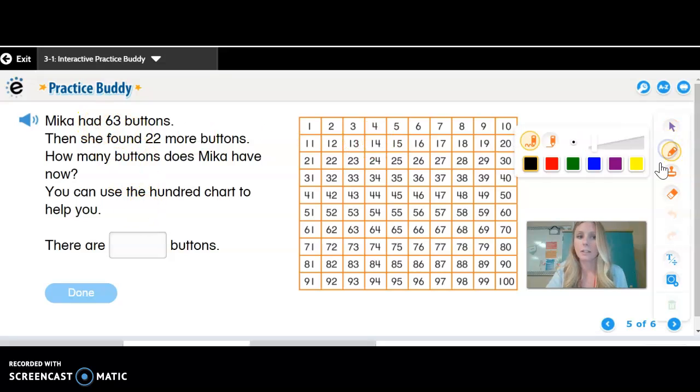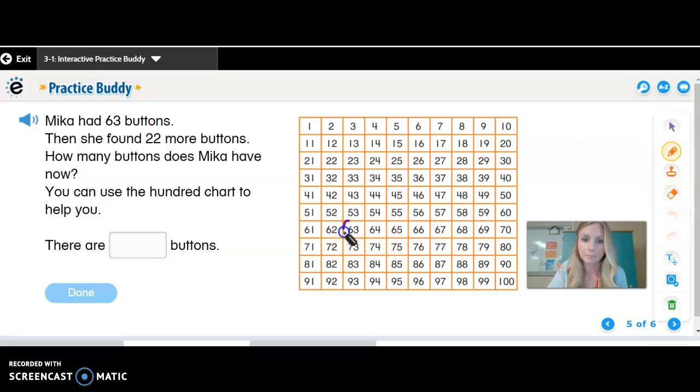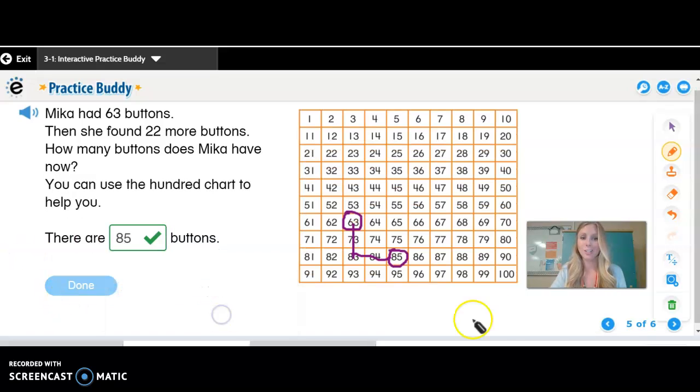Let's start with 63. Pick a color and find 63. Circle it. How many tens are we scooching down? 1, 2. How many ones are we counting over? 1, 2. What number do we have all together? How many buttons does Mika have? 85. And you circled it. You showed your work. You went down 2 tens and over 2 ones to 85. Good job.